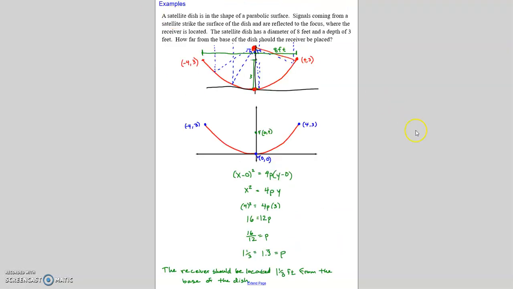So that's just one example of a real world use of parabolas and how you can find where to place a receiver on a parabolic satellite dish.